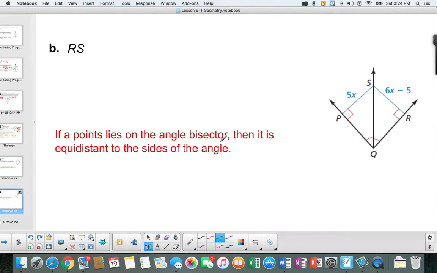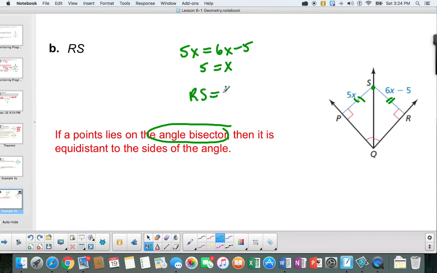Okay, let's go ahead and find RS. Now I see an angle bisector, and I know any point on the angle bisector is equidistant to the side. So I know these distances will be the same. I'm going to write 5x equals 6x minus 5. So x will be equal to 5. I want to find RS, and RS is 6x minus 5. I put a 5 in there, I'm going to get 30 minus 5, and the answer will be 25.